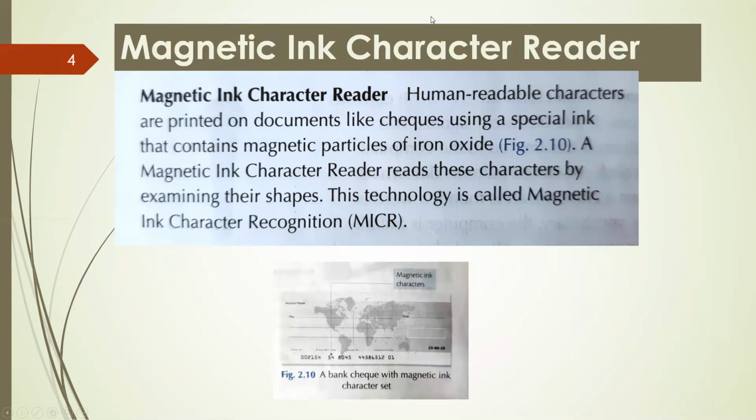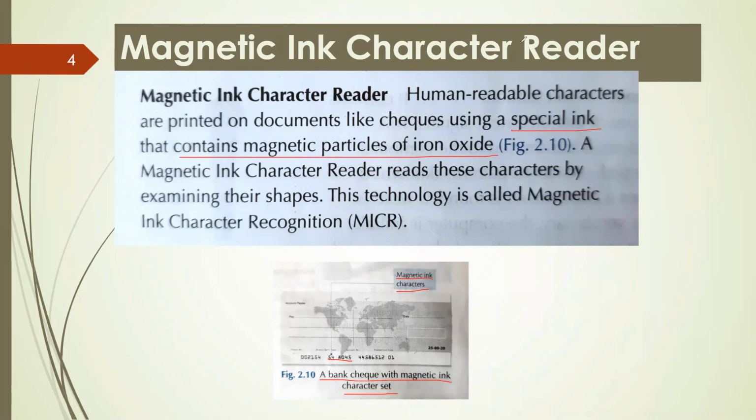Dear students, you can see here this is the one which is written in a special ink that contains what? Magnetic particles of iron oxide. With that it has been written, and these magnetic ink characters will be read by a machine. It is an example of a bank check with the magnetic ink character set given.